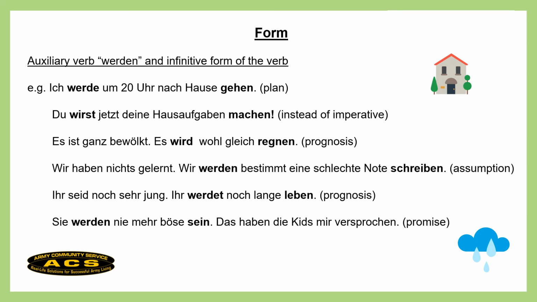Du wirst jetzt deine Hausaufgaben machen. You will do your homework now. That's basically the Futur 1 instead of an imperative. And you could also just say, du machst jetzt deine Hausaufgaben, present tense. But you can see between ich werde and du wirst that this is a pretty irregular verb. So you really will have to learn how to form those conjugated forms.